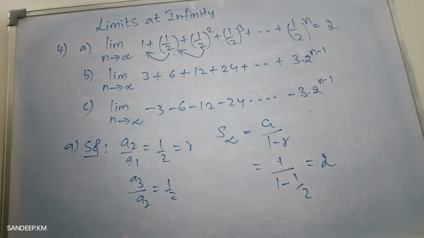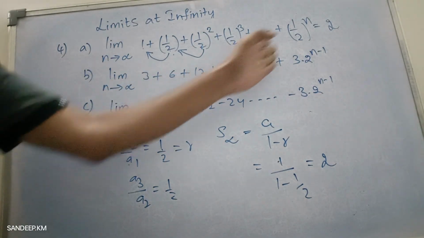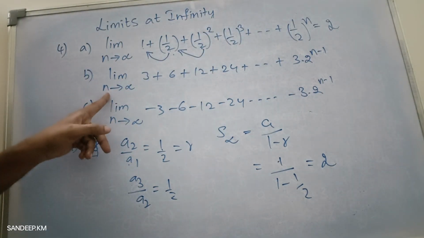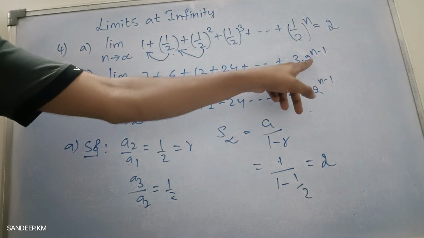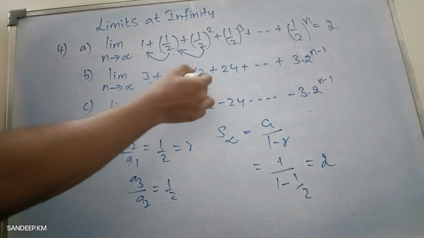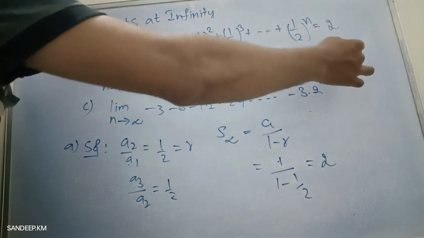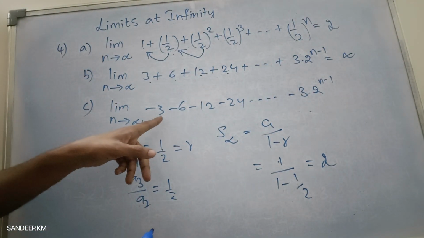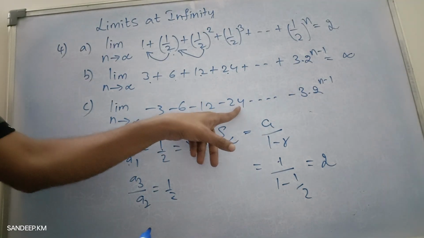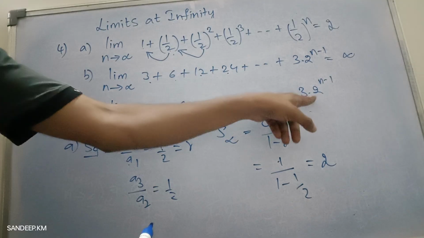Okay, now let us look at the second question. 3 plus 6 plus 12 plus 24 and so on, it keeps going until how many terms? Infinite number of terms, until 2 power infinity. That means there are infinite terms, and all are positive terms, all are increasing, correct or not? What is the answer? Infinity. And in this case, negative numbers are increasing in magnitude, correct or not? Minus 3, minus 6, minus 12, minus 24 and so on. How many terms?